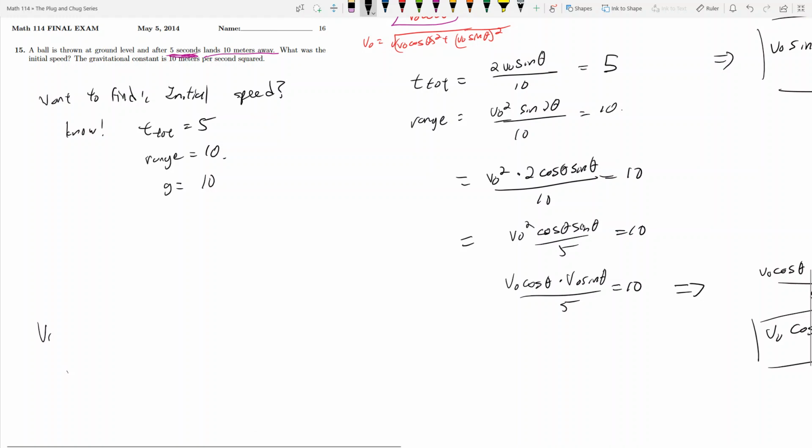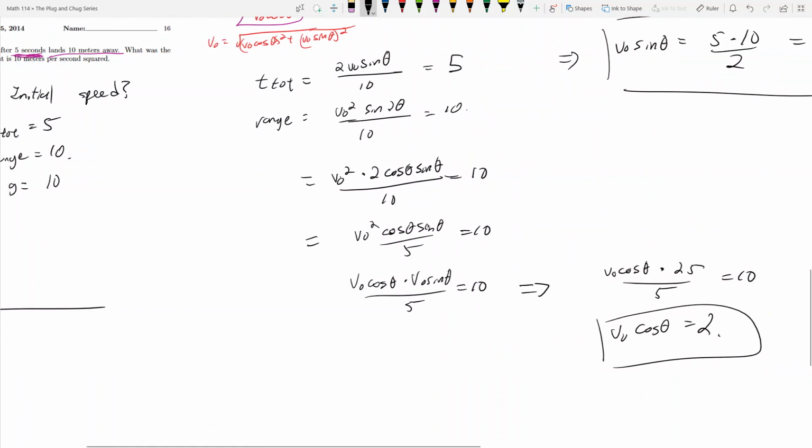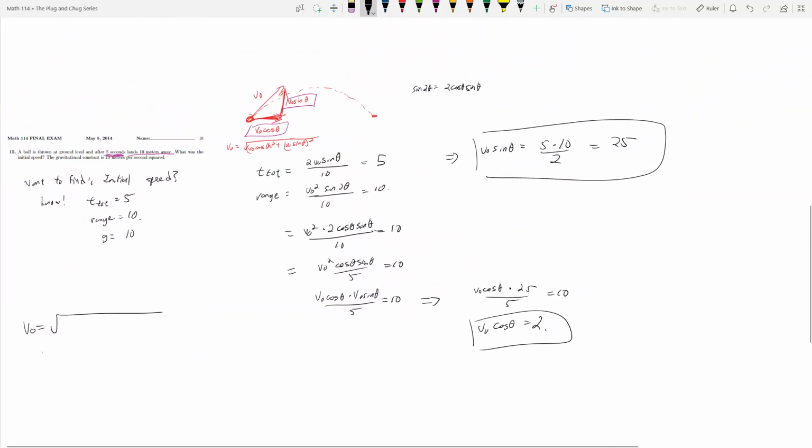So v naught is equal to the square root of v naught cosine theta squared, which in our case was 2, so it's 2 squared, plus v naught sine theta squared, which in our case is 25 squared, and we see now that the initial speed is going to be the square root of 629.